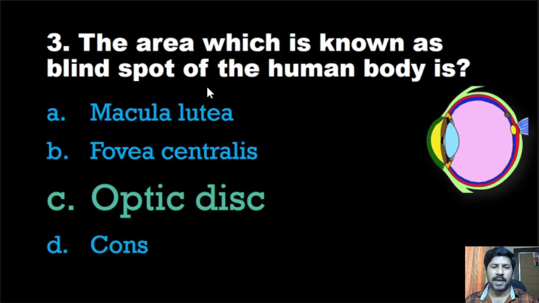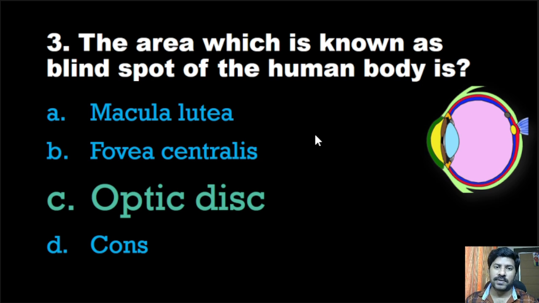At the same time, the macula lutea is an area very densely packed with cone cells, the photoreceptors. So the vision will be more there. Because it is highly packed with cone cells, the vision will be more. That area is known as the macula lutea.